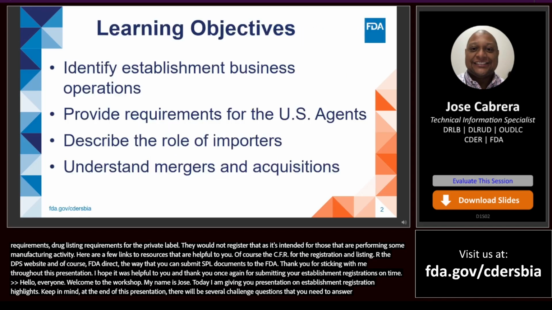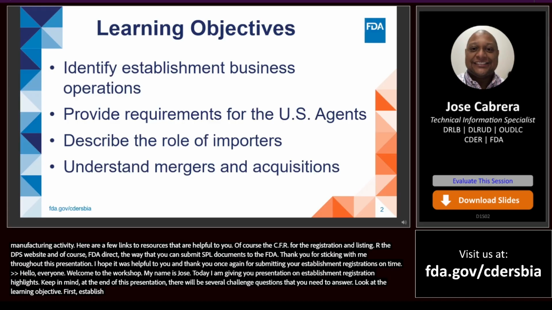Let's look at our learning objectives for this presentation. First, identify establishment business operations. Next, provide requirements for the U.S. agents. Next, we want to describe the role of importers. And finally, understand mergers and acquisitions.